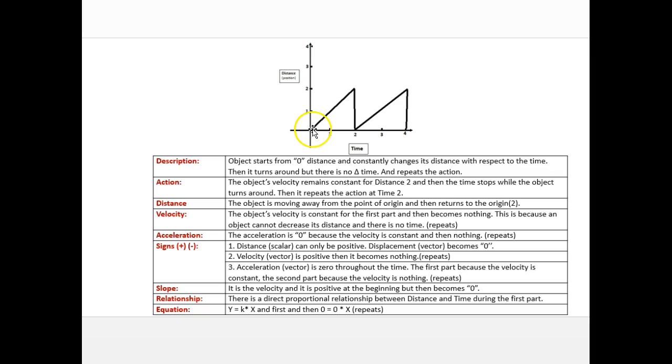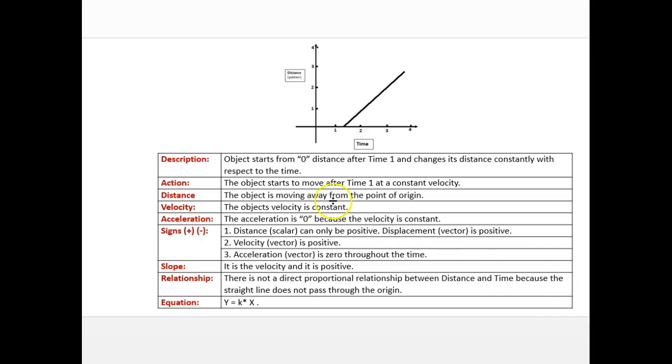Same thing with distance. I'm not specifying whether it's millimeters, centimeters, meters, or kilometers. Okay, so that's the same. This one is a little different. The object starts from zero distance. But it didn't start from time 0. So at some point in the journey, it starts to move. When it moves, it's moving at a constant velocity, right?